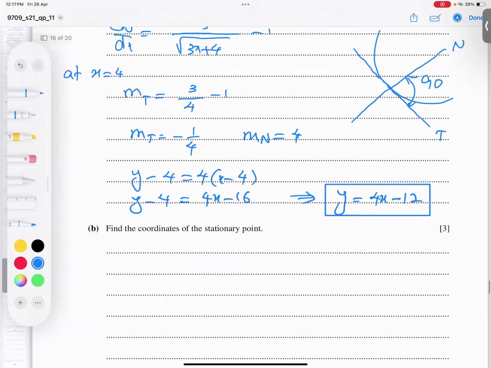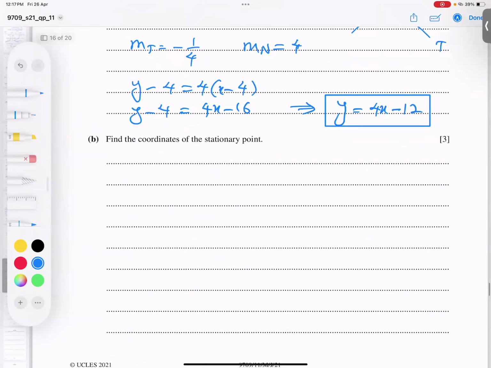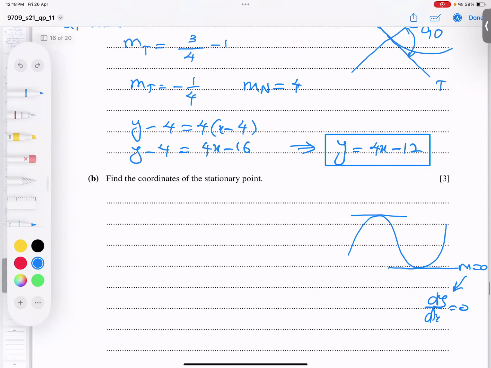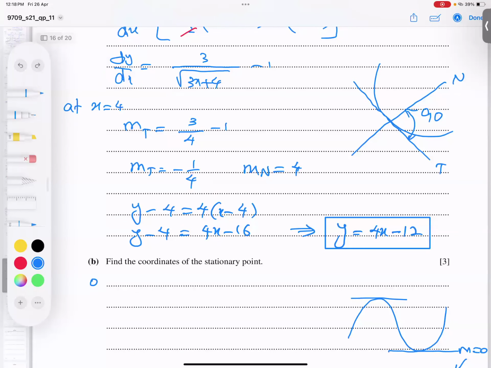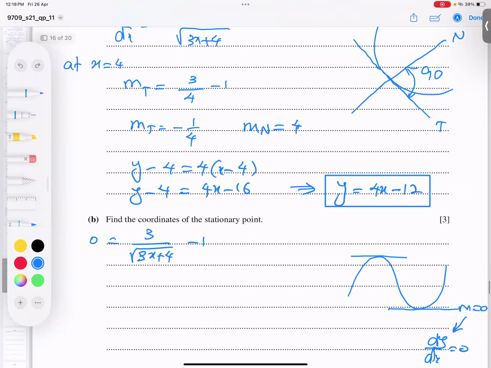Next part, he said stationary coordinate. Stationary coordinate means the curve turns at 1 or 2 points, where the line is parallel to the x-axis, so it has zero gradient. Parallel to the x-axis means derivative equals 0. That is why for the stationary point, I will set the derivative to 0, which I have already: 3 over root of 3x plus 4, minus 1. The 1 will go there.